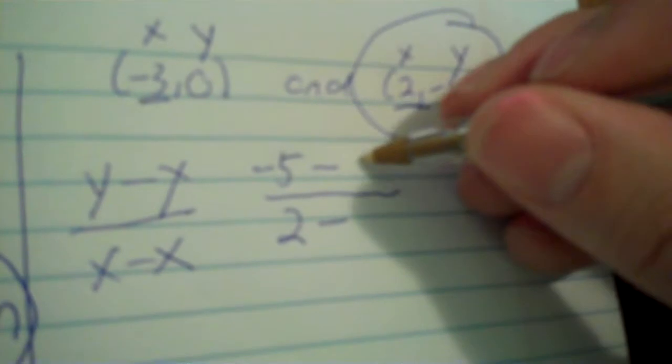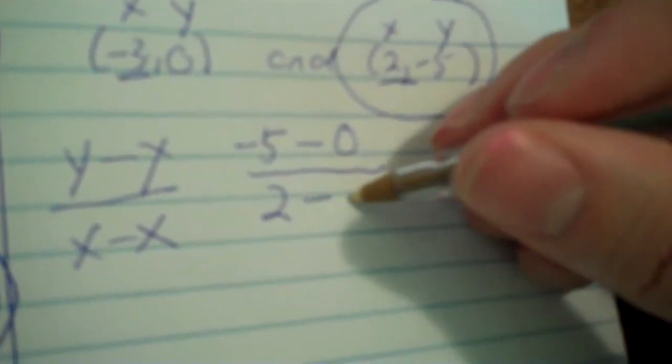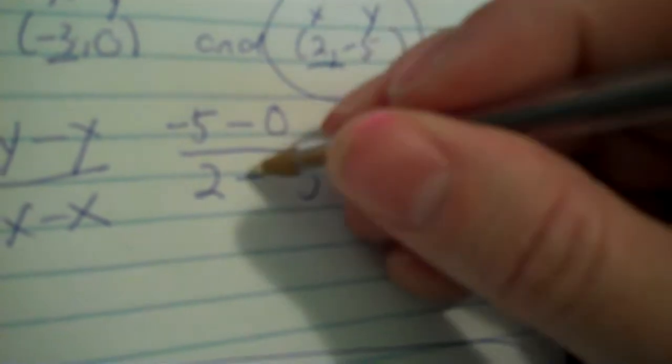Okay, now 0 on top after the minus, -3 on bottom after the minus. So if I take -5 minus 0, that's -5. 2 minus -3, remember that's like 2 plus 3, and that's 5. Now you're going to reduce it. Since it's the exact same number essentially, you're going to divide by 5.